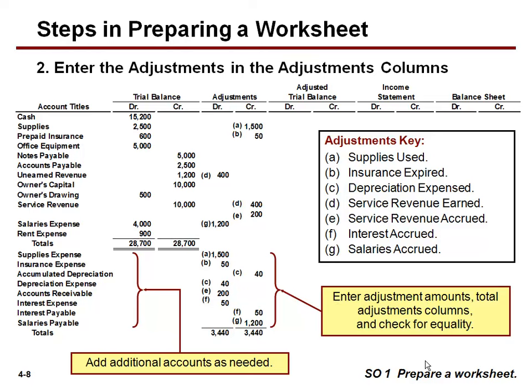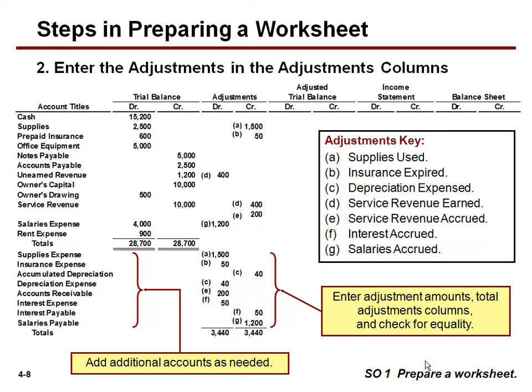Likewise, as our insurance periods lapse, the prepaid insurance asset account is reduced and insurance expense is increased with a $50 debit at the bottom. Now, I'm not going to go through each of these since this was the subject of last chapter's studies.